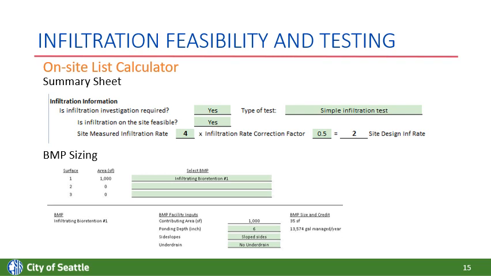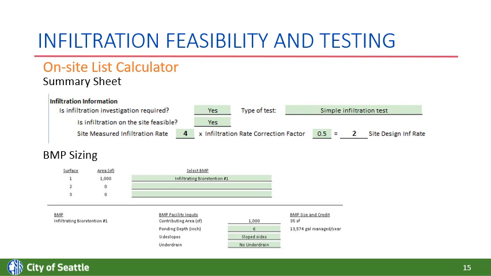So if it's not feasible, you would say no and say that you can't meet horizontal or vertical setbacks, or it's a contaminated site, whatever the reason may be. And if it is feasible, then you're going to enter your infiltration rate. For the simple infiltration test, that infiltration rate correction factor is automatically going to be 0.5. For the small pilot infiltration test, that could be altered depending on the opinion of the licensed professional. It could go down as far as 0.2 depending on what the licensed professional thinks about, say, the variability of the soils for the site.